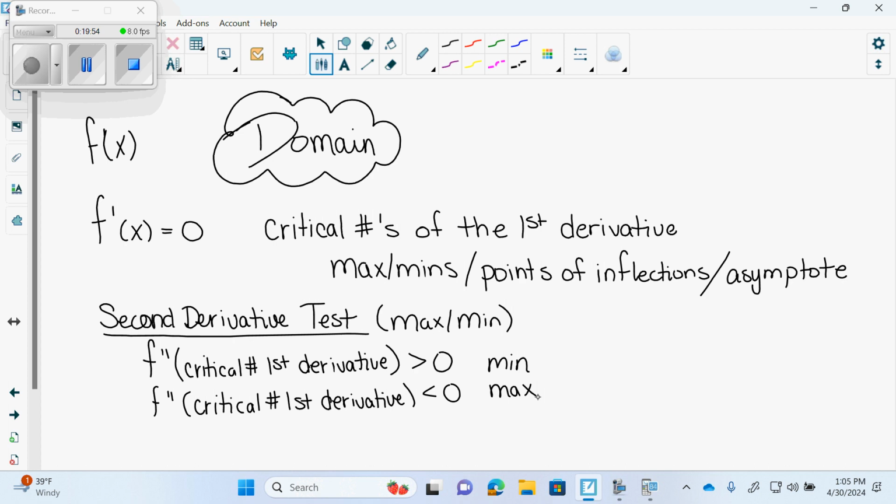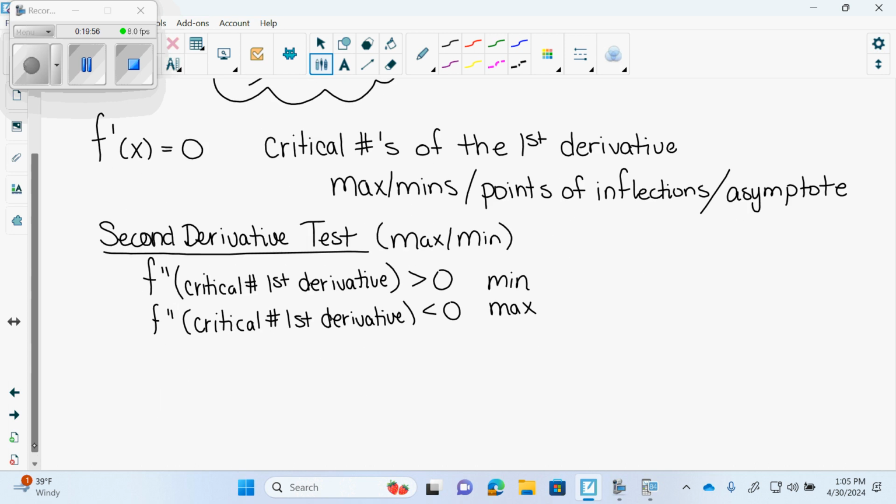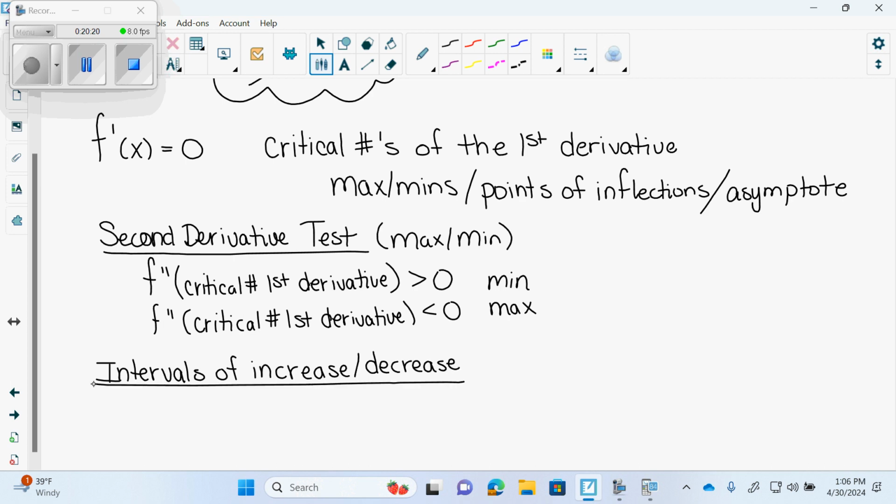Now, tomorrow I will give you questions where I literally ask you for just the max and mins, or I literally ask you for the intervals of increase, decrease, correct? How do I get the intervals of increase, decrease? What do I have to first get? You have to get the critical numbers, which is true. So your first step is you have to find f prime of x equals 0, the critical numbers.